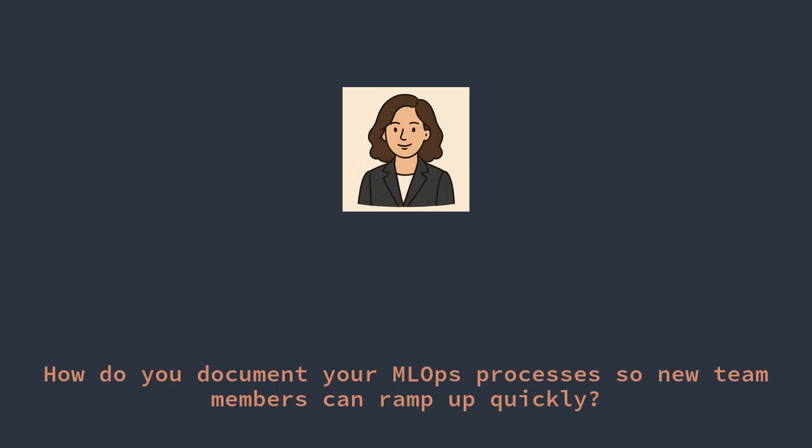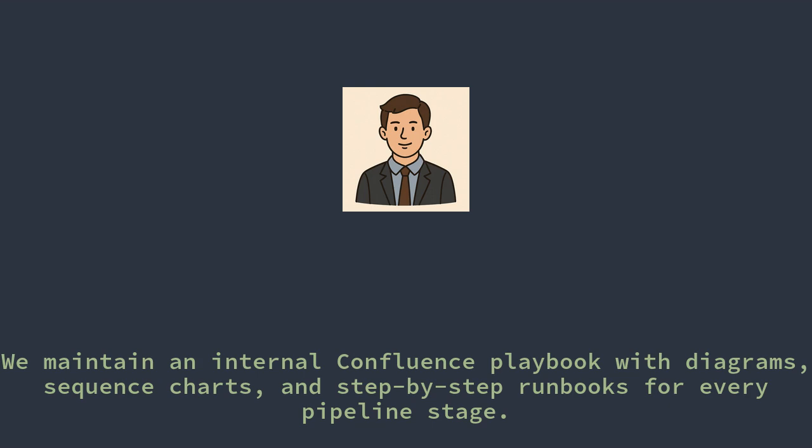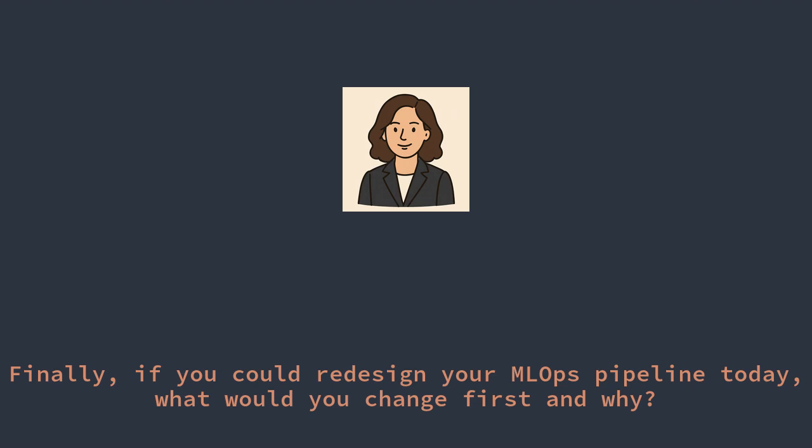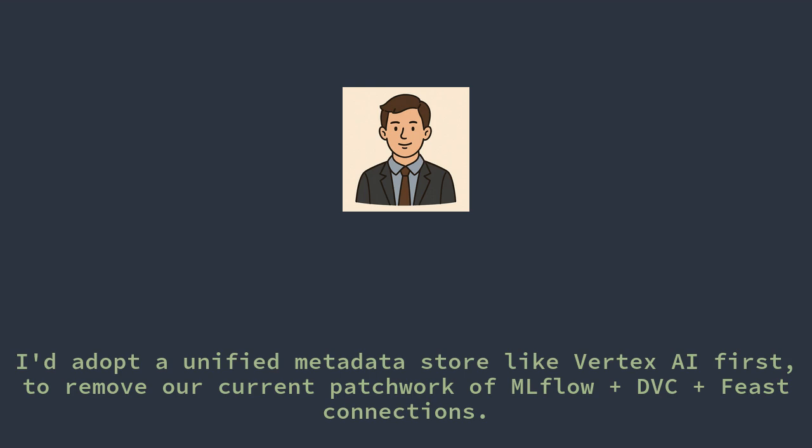How do you document your MLOps processes so new team members can ramp up quickly? We maintain an internal Confluence playbook with diagrams, sequence charts, and step-by-step runbooks for every pipeline stage. Finally, if you could redesign your MLOps pipeline today, what would you change first and why? I'd adopt a unified metadata store like Vertex AI first, to remove our current patchwork of MLflow plus DVC plus Feast connections.